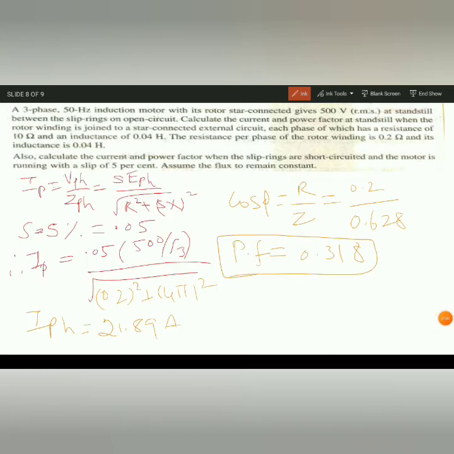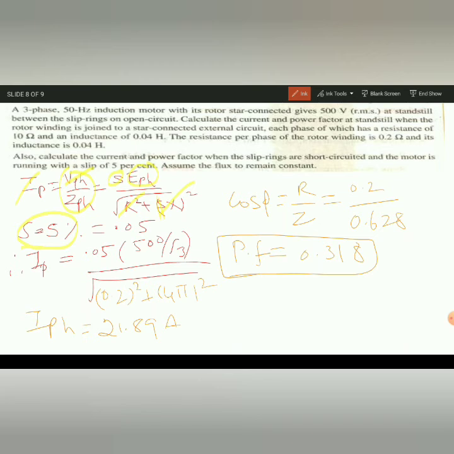Okay, now for the second case, we know that phase current is equal to phase voltage by phase impedance. And now it is not the standstill condition, it is when the slip is equal to 0.05. So slip is included now. The phase voltage means the induced EMF in the rotor, so that is E phase, that is E2, and we have to multiply by S, we know this. And in the reactance also we get S. So S equal to 0.05. Wherever there is an S value, we have to substitute 0.05.